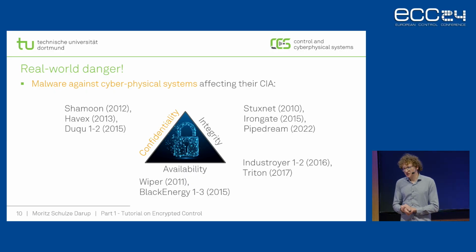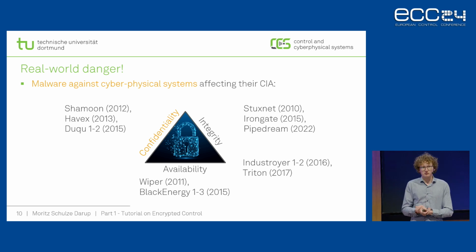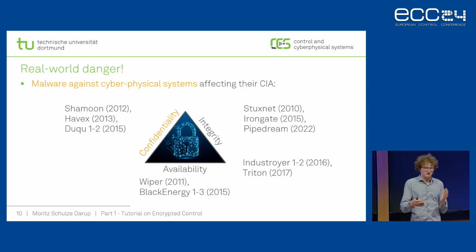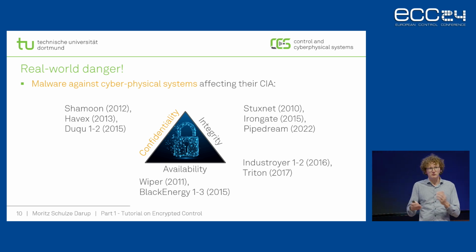and that brings me to this standard CIA triangle that we often find in IT security. And you might think that security for control systems sounds a bit artificial. Why should I care about this? Why is this different to standard IT security problems?